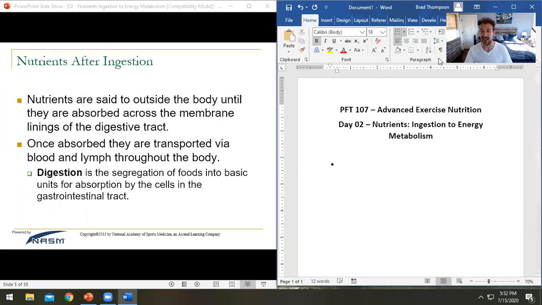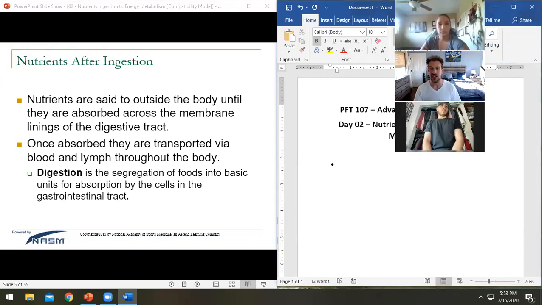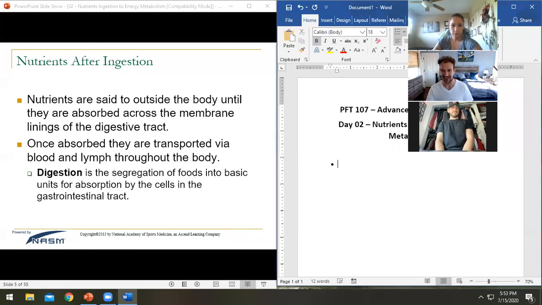I love this because NASM is addressing my favorite concept, which is that nutrients are said to be outside the body until they are absorbed across the membrane through the linings of your digestive tract, which is a big fancy way of saying you are a human donut, right? You're going to bring food into your body, but it's still outside your body until it's digested small enough to pass through the wall into your bloodstream. Now it's in your body. So we have to treat our digestive tract kind of like the outside environment.